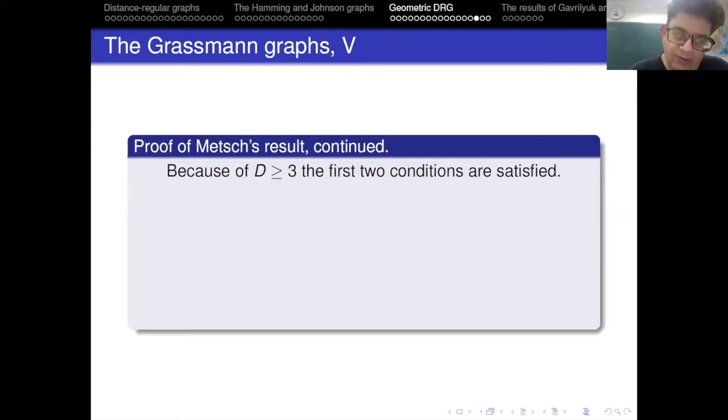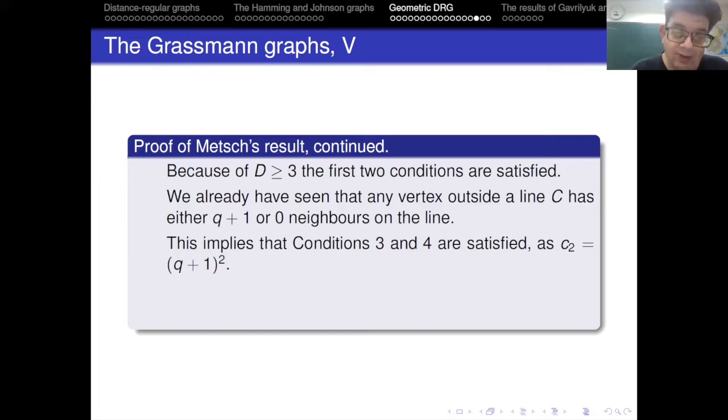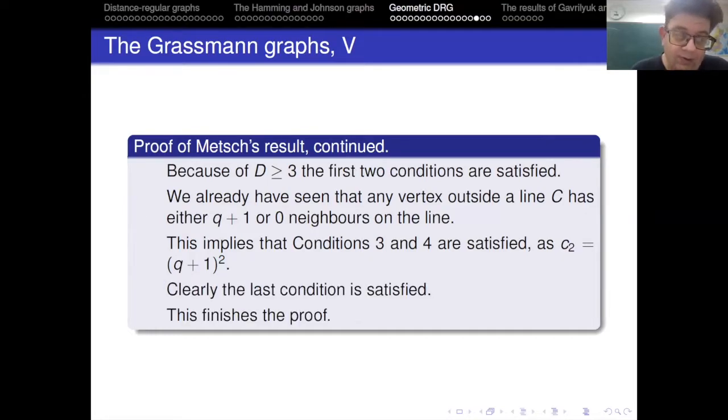Maybe it's not so clear at this moment, but after I say what I mean to say, then you see it is immediate. We already have seen that any vertex outside the line has either q plus 1 or 0 neighbors on the line. So this says that conditions 3 and 4 are satisfied as C2 is q plus 1 squared. So that means there are always, and now we have the last condition, yes?